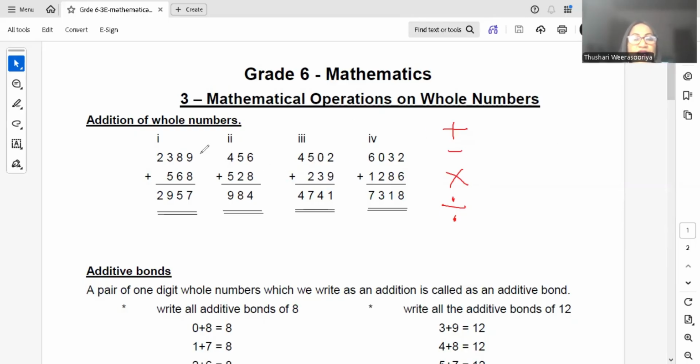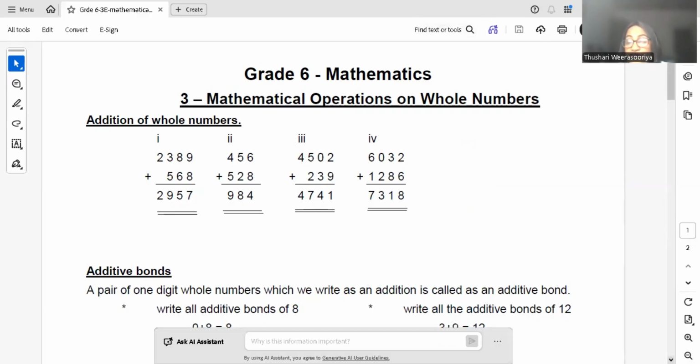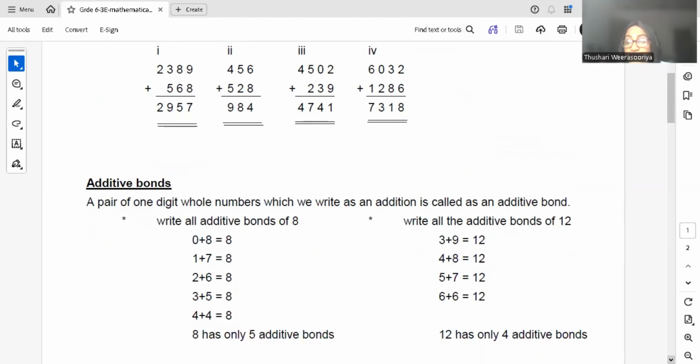Right now, look at this example of addition. I'll just do one example. 8 plus 9 is 17, 1 is remaining. Then 8 plus 6 is 14, plus 1 is 15, 1 is remaining. Then you get the addition. Likewise, I have given some examples. Now we'll go to subtraction. The next operation is subtraction.